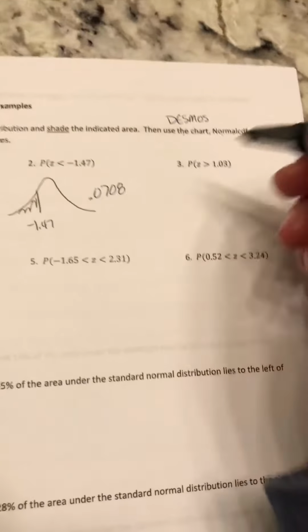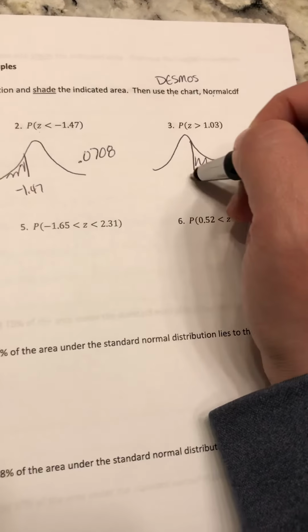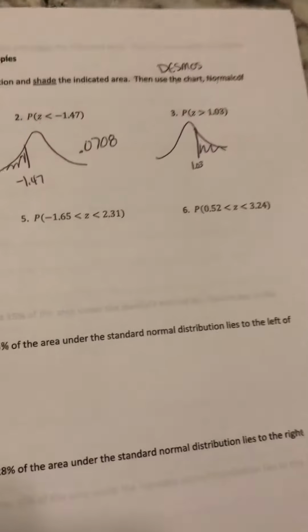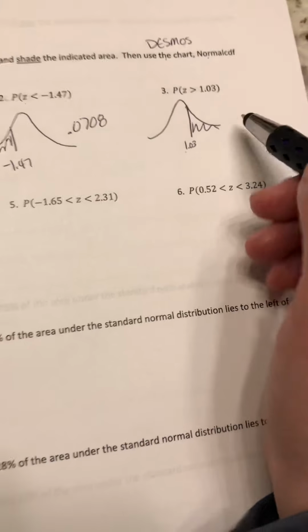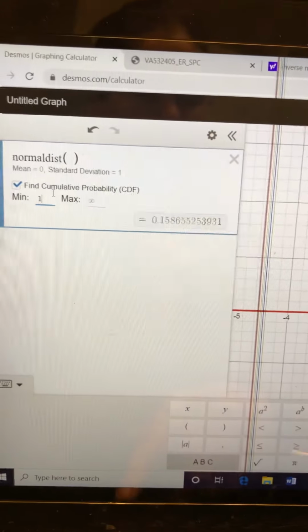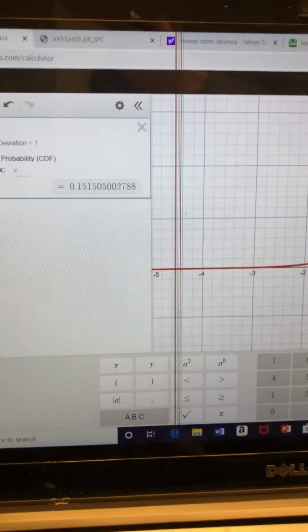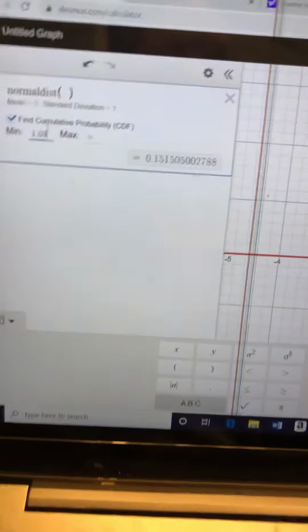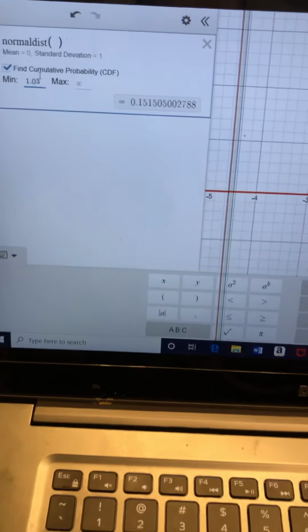If I want z to be greater than 1.03, I get worse and worse at drawing these as I keep doing videos. So then on the calculator, I would do normal CDF and do 1.03 out to like negative 1,000. Desmos automatically does the infinity for us, so I'm going to change my min to 1.03. And I get 0.1515. And if you use the chart, remember for greater than, the chart only tells you to the left, so you'd need to subtract whatever 1.03 is from 1 if you want to use the chart. Most people don't choose to use the chart.